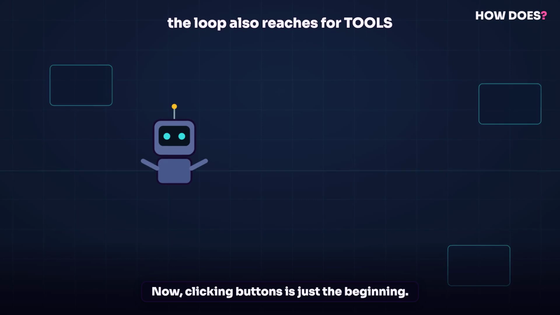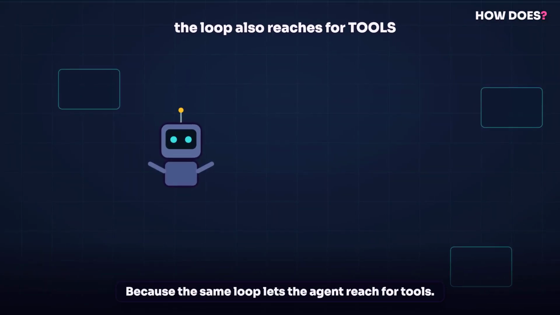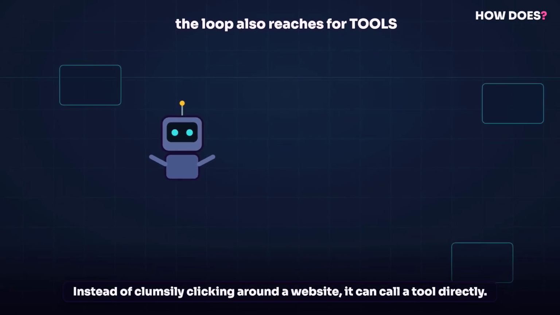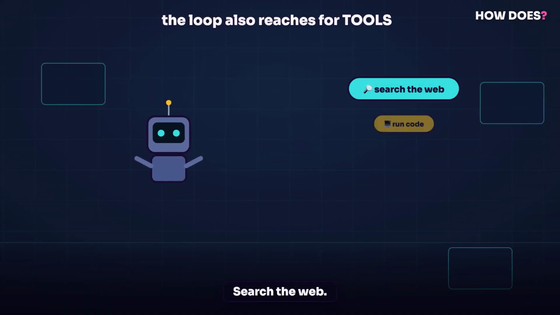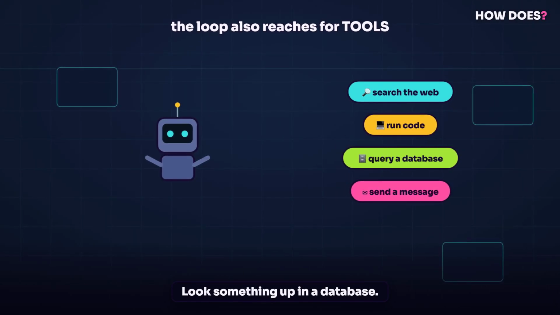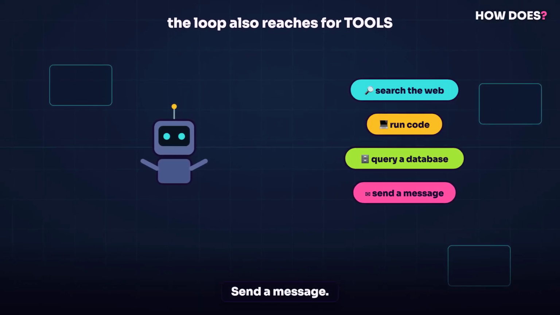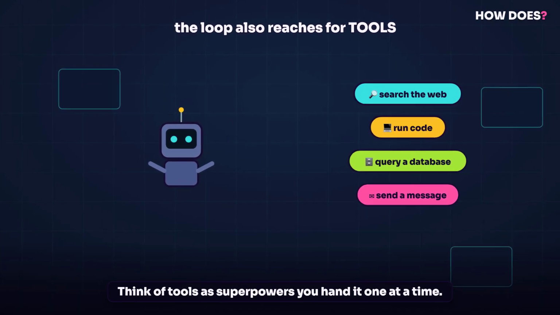Now, clicking buttons is just the beginning. Because the same loop lets the agent reach for tools. Instead of clumsily clicking around a website, it can call a tool directly. Search the web. Run a piece of code. Look something up in a database. Send a message. Think of tools as superpowers you handed one at a time.